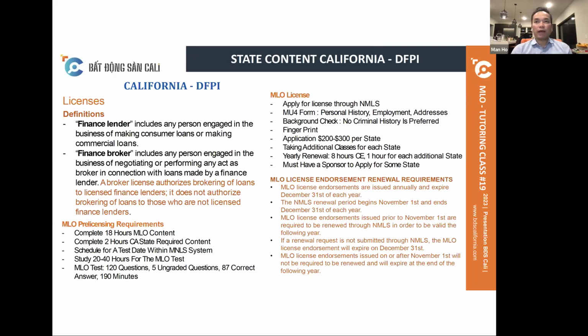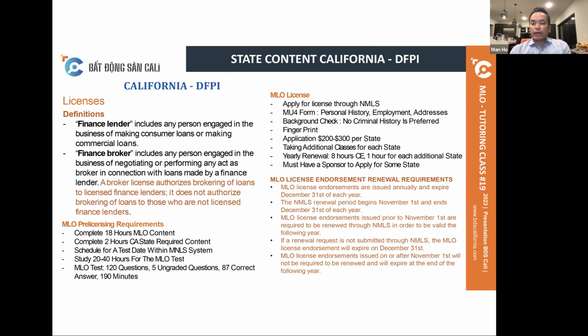A realtor has to renew about every 4 years, but for the LO, you have to renew every year. The LO license endorsements are issued annually and expire December 31st of each year. So meaning the DFPI or the DRE endorsement will expire every year unless you renew your license. Then they're going to continue to endorse you, and then you can practice within that state.